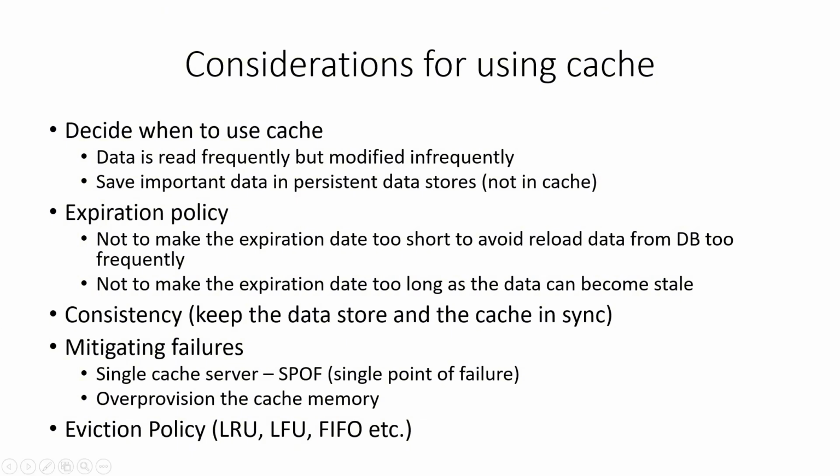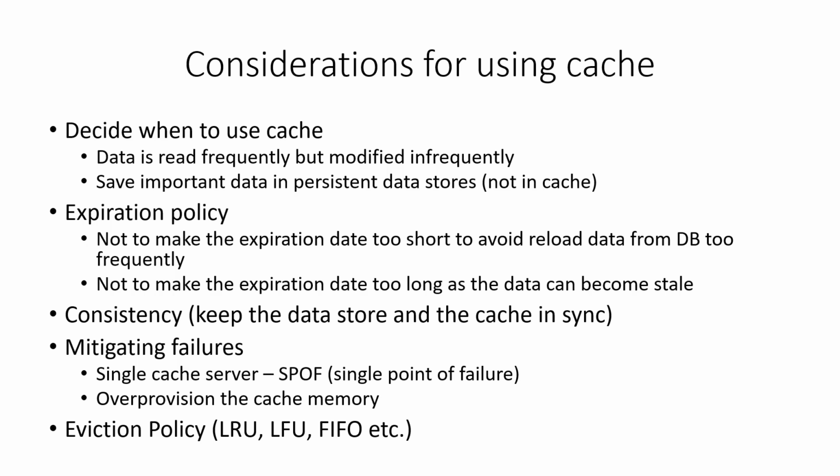Consistency. This involves keeping the data store and the cache in sync. Inconsistency can happen because data-modifying operations on the data store and cache are not in a single transaction. When scaling across multiple regions, maintaining consistency between the data store and cache is challenging. For further details, refer to the paper titled Scaling Memcache at Facebook, published by Facebook.